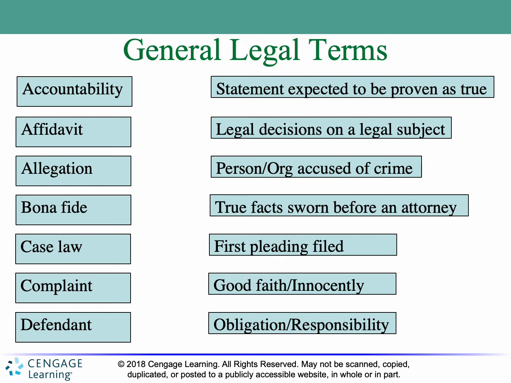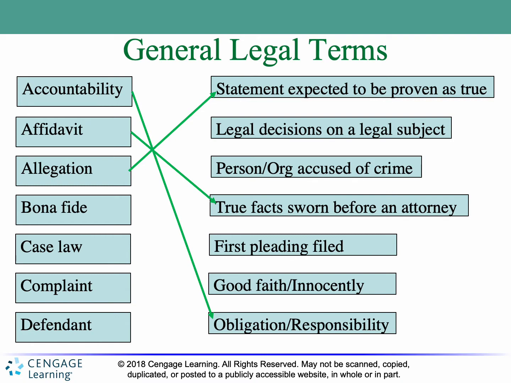I'm going to give you a couple seconds to look over these kind of condensed definitions and see if you can find the definition of accountability. All right, let's see if you found the right one. The definition of accountability is obligation or a responsibility. Now, what about an affidavit? What's an affidavit? Well, an affidavit is true facts that are sworn before an attorney. Now, an allegation is a statement expected to be proven as true.